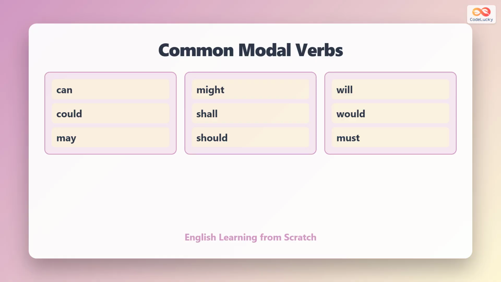Here are the 9 most common modal verbs grouped for easy learning. First group, can for present ability, could for past or polite requests, may for formal permission. Second group, might for possibility, shall for suggestions with we, should for advice. Third group, will for future, would for polite questions, must for strong obligation.